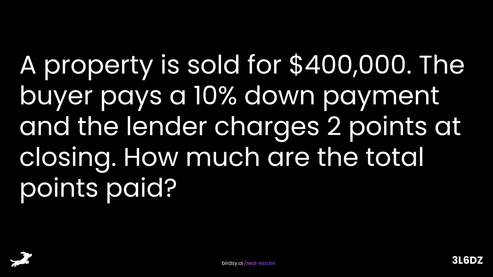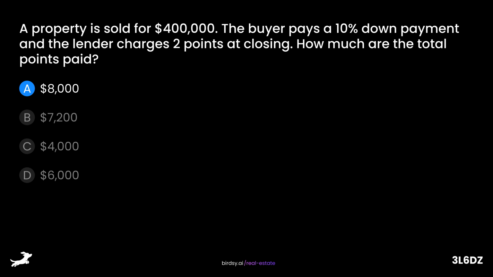A property is sold for $400,000. The buyer pays a 10% down payment and the lender charges 2 points at closing. How much are the total points paid? Is it A, $8,000, B, $7,200, C, $4,000, or D, $6,000? The answer is B, a total amount of $7,200.